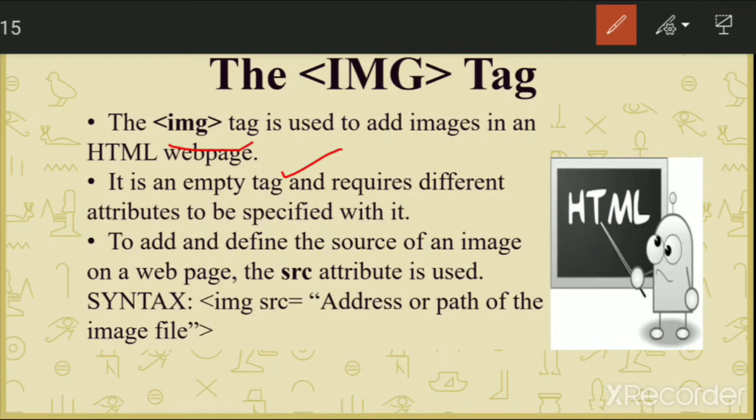Attributes means the properties that can be used to format that particular tag. To add and define the source of an element on a web page, the source attribute is used. That is, SRC means source. Source is the place or the path where we have stored the image. So the syntax for the image tag is, first we write img, this is the tag. Then we use the SRC attribute, this is the property, and after that equals to, and within double quotes we write the address or path of the image where it is stored in our computer system.